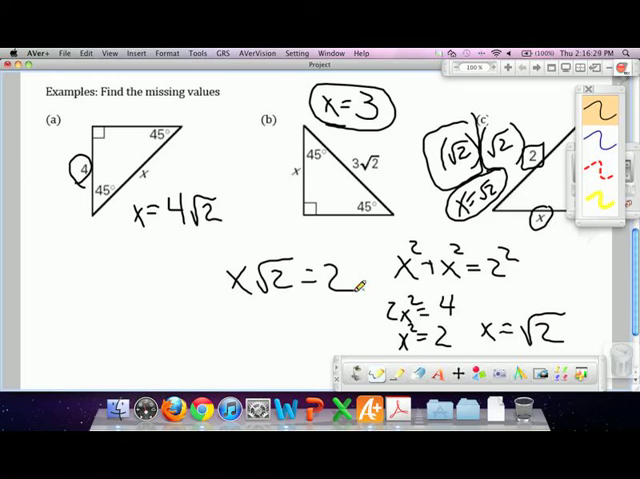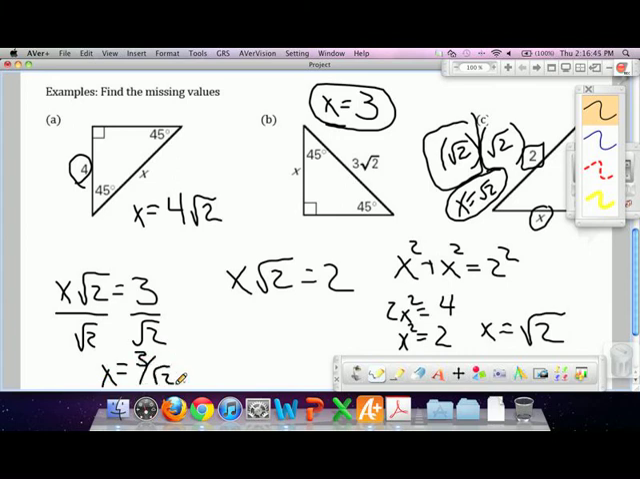Now, if it was like 3, what would this be? Well, you could just divide both sides by root 2. X equals 3 over root 2. Well, this is an improper thing. We should probably simplify this radical. You could mix that up.